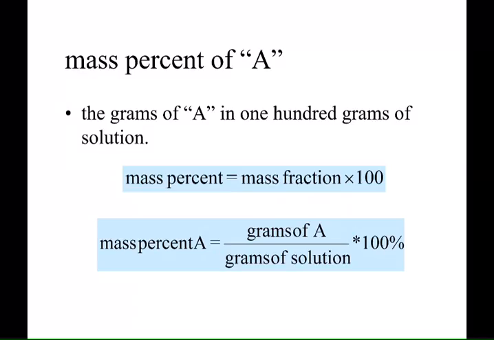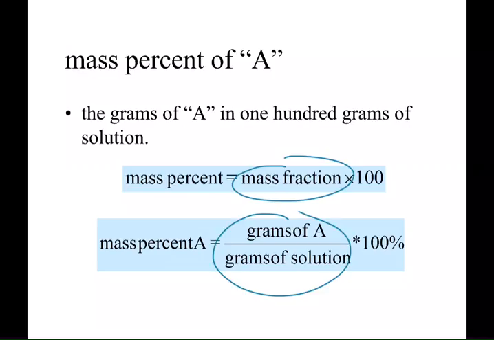So in other words, if you didn't have the mass fraction, you could just take your mixture, get the mass of your mixture, tease out your component, and take the mass of the component divided by the total mass of the mixture. And to get it to a weight percent or mass percent, you multiply by 100%.